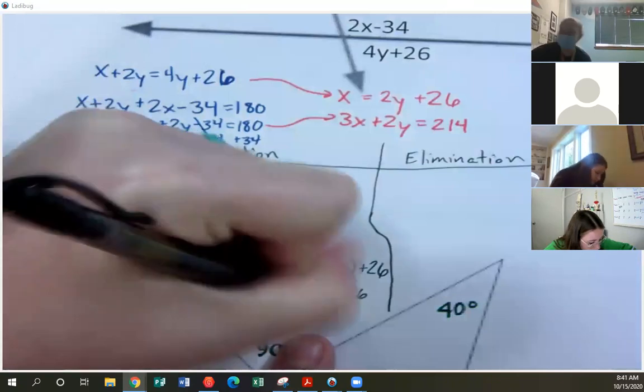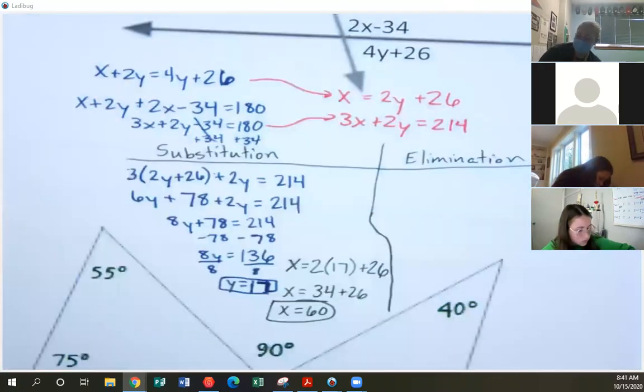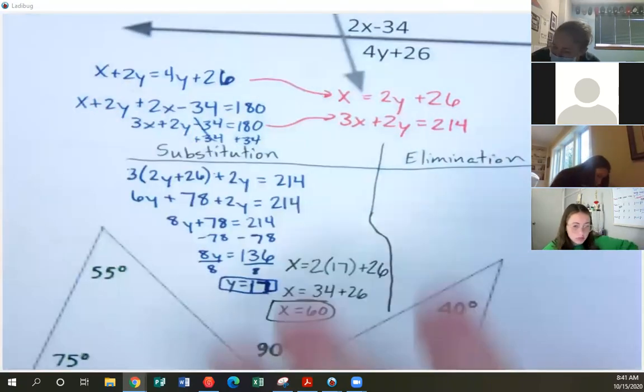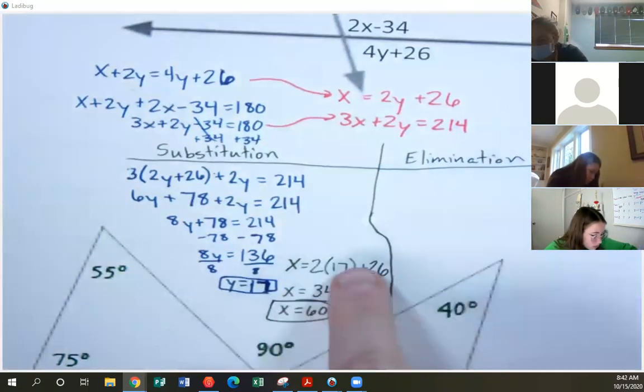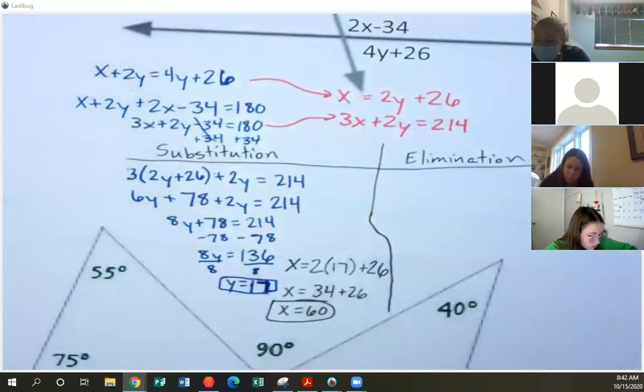Ooh, that was a struggle. I even messed up on the easy part. Like that part's not even hard. All you're doing is plugging in. Goodness.